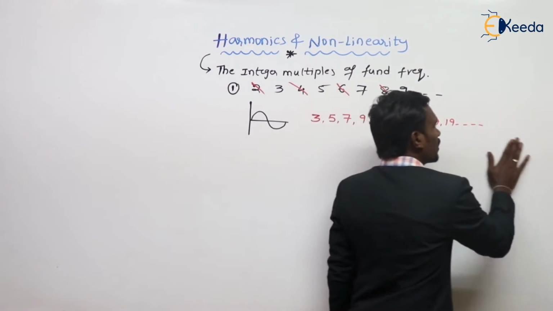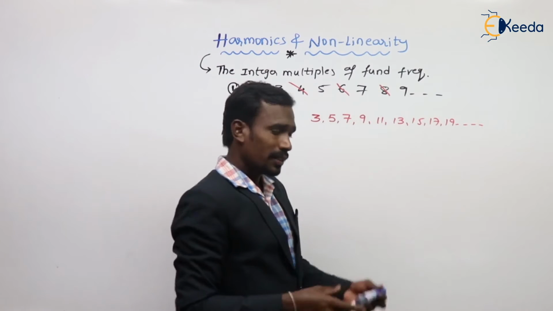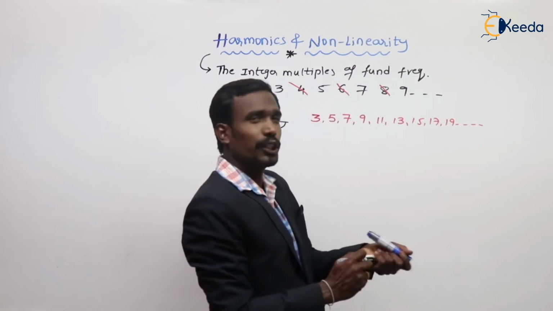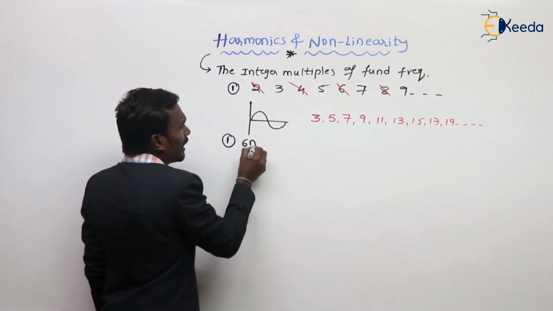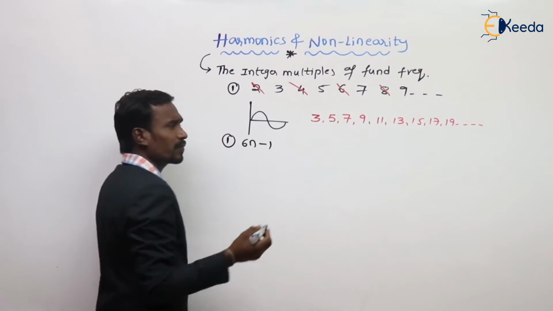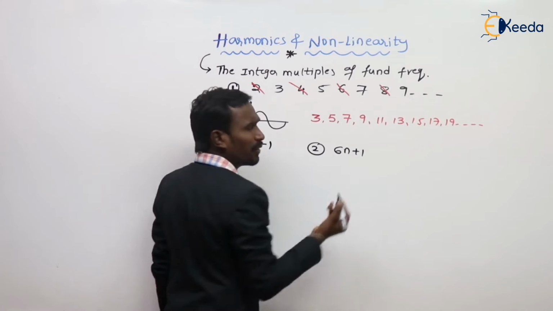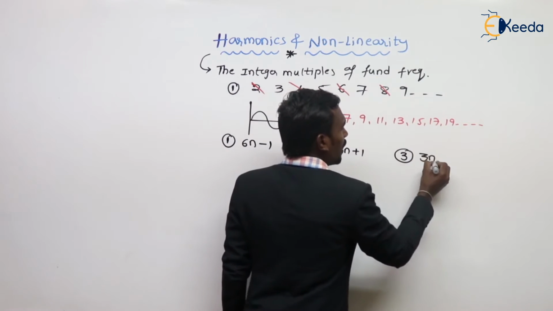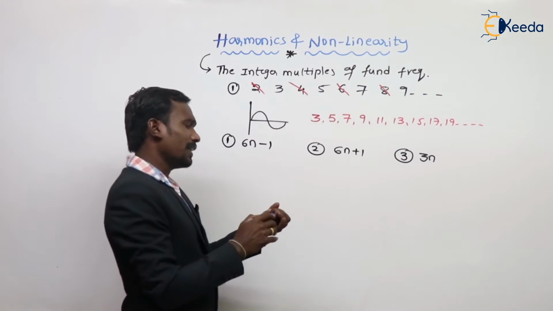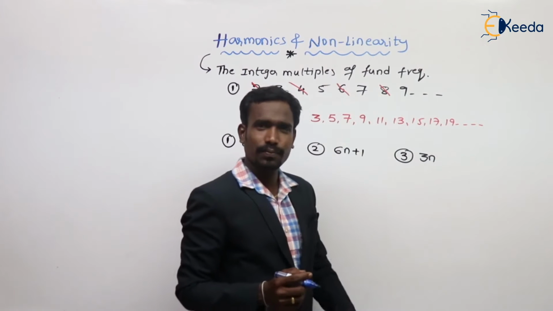These harmonics are divided into three groups. One is the 6n-1, another is the 6n+1, and the other one is the triple n harmonics. These are the three groups of harmonics.